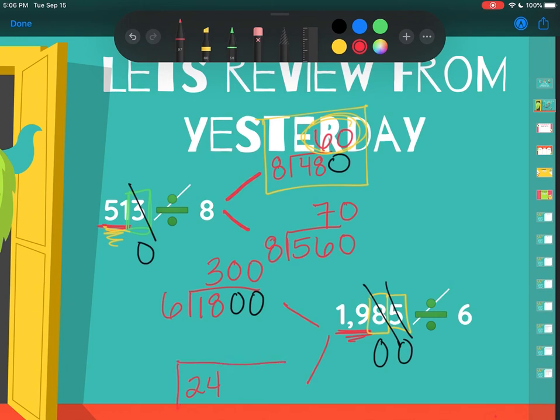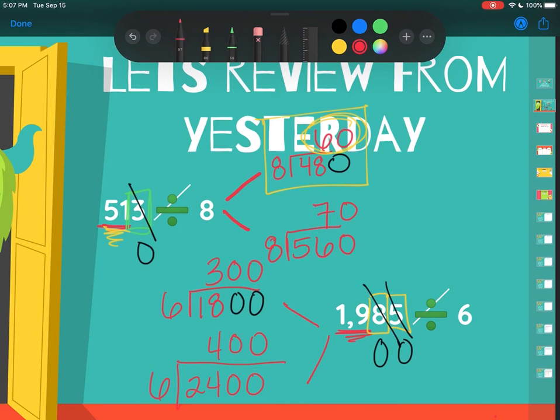But I have those zeros that I didn't use, right? That 8, that 5 became 0, so I add 2 zeros to the end, and I end up with 2,400 divided by 6. Well, 6 can't go into 2, but it goes into 24 4 times. And those 2 zeros that I didn't use float up into my answer. So I end up with 2,400 divided by 6 is equal to 400.